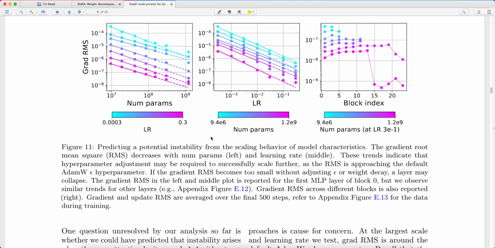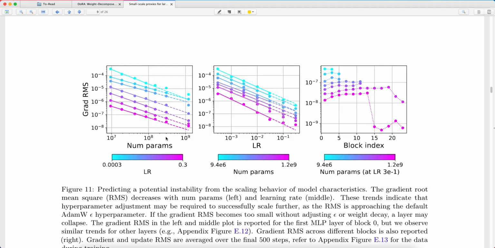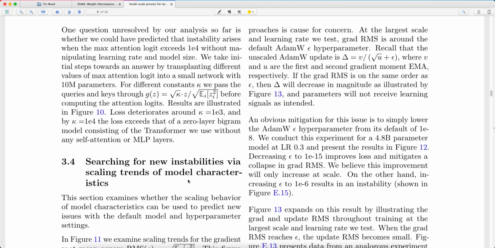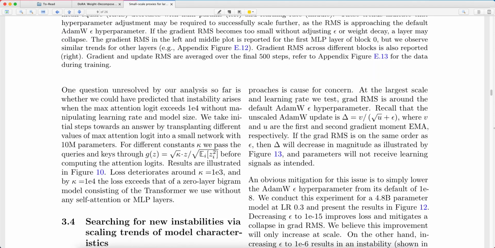Figure 11. So models get larger. What does that mean? So that means this. Gradient RMS does not decrease. It gets more negative. And we have the number of parameters going from millions to billions. Okay. The value that grad RMS approaches is a concern at the largest scale.